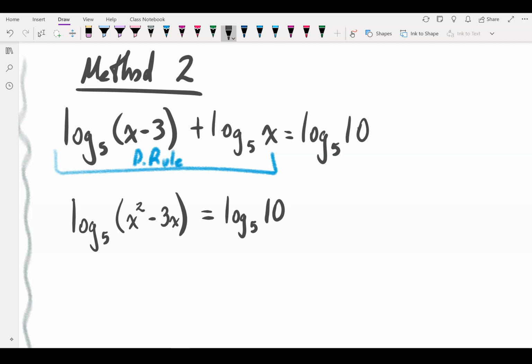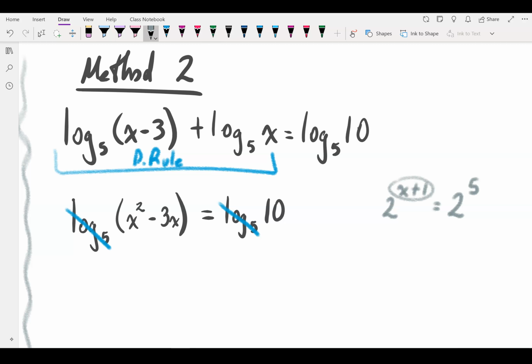And then we can use the idea that we have the same log on left side and right side. If you see that that's the case, and this is a rare situation where you're allowed to do this, you can actually just cancel the logs. And the reason for that comes from the same idea that we had with the exponents. So for example, if you had 2 to the power of x plus 1 equals 2 to the power of 5, well, if the bases are the same, you can make the powers equal.